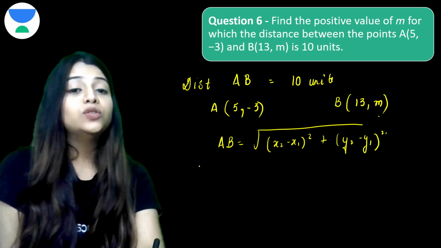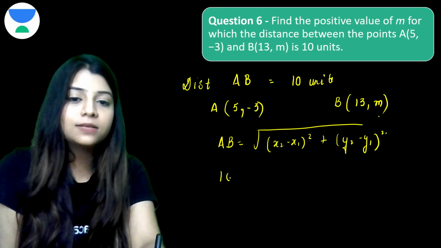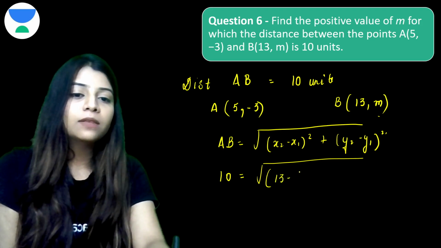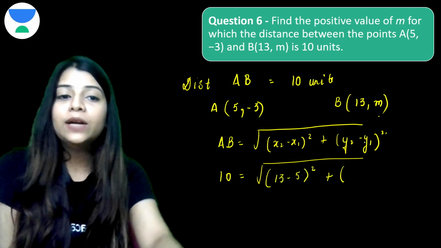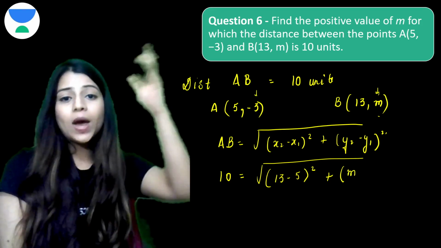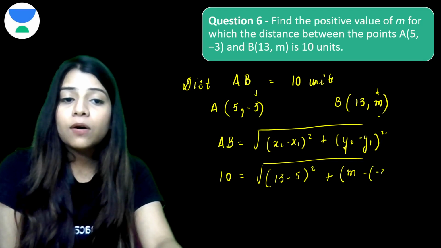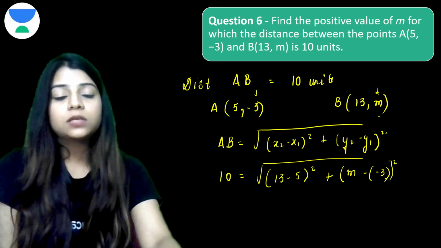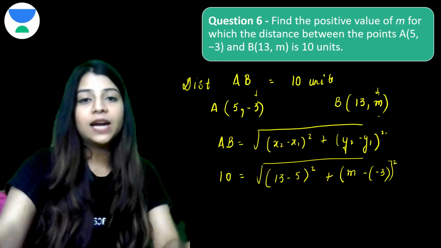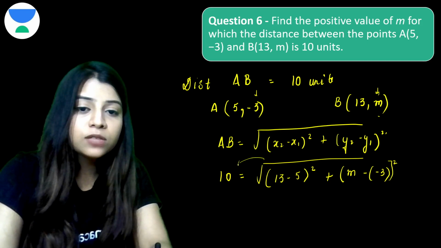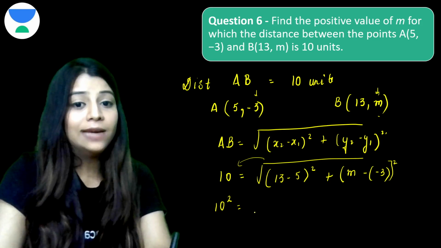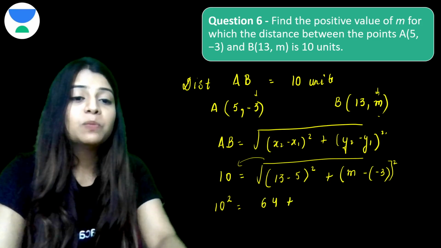Now we put in the values given to us. AB is 10, which equals the square root of (13 minus 5) square plus (m minus of minus 3) square, where x2 is 13, x1 is 5, y2 is m and y1 is minus 3. I can transpose this root to the left-hand side and it will become a square. So 10 square equals 13 minus 5, which is 8, and 8 square is 64, plus (m plus 3).